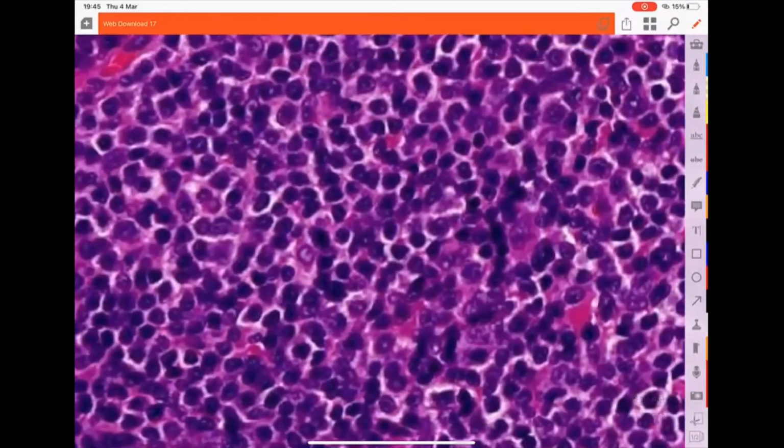When you think of a lymphoma, you need to think there are three lymphomas that can happen in the salivary glands. The first one and the most common is the MALT lymphoma. The second one is follicular lymphoma. The third one is the high-grade diffuse large B-cell lymphoma, right? So these are the three which can happen here.